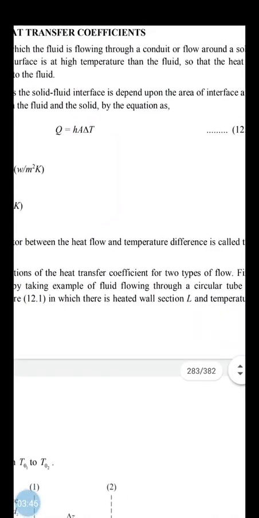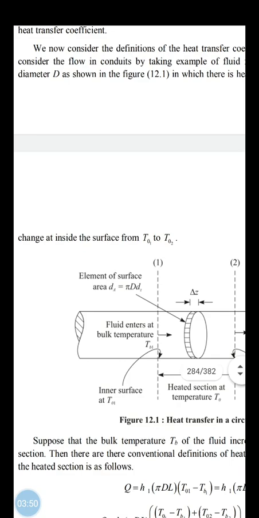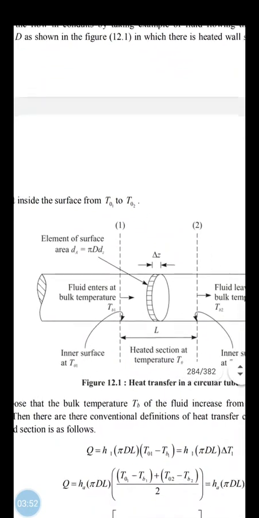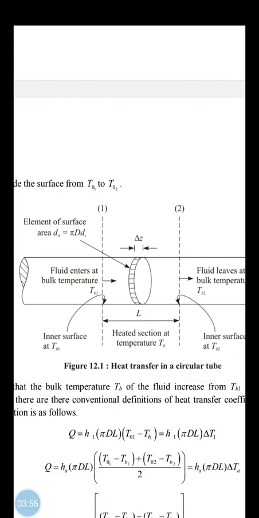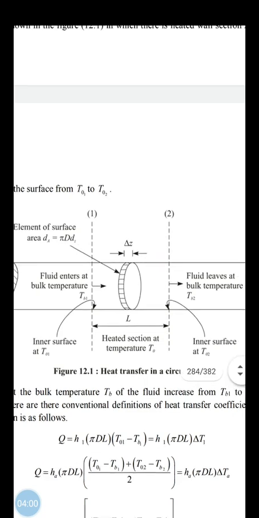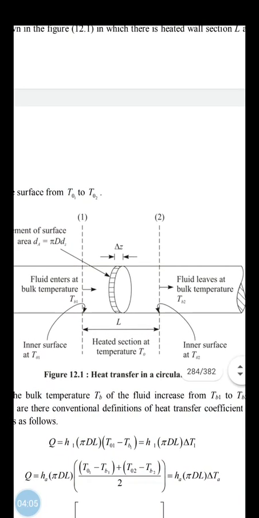So now consider the flow of fluid taking place. The fluid is flowing through the circular tube and it is shown in the figure. It will be like this. So the fluid is flowing through the circular pipe. The fluid enters at the bulk temperature of TB1 and the fluid leaves at the bulk temperature TB2. You can see the arrows. Inner surface is at the temperature of T01 and the inner surface temperature at the second point is T02.